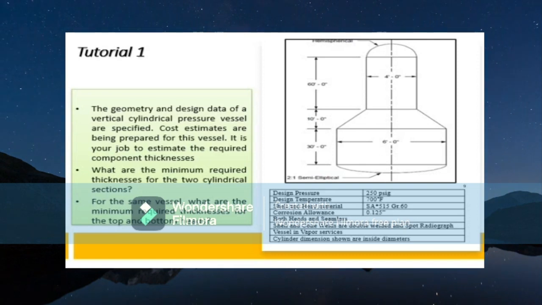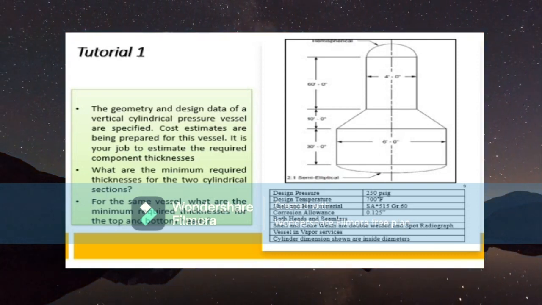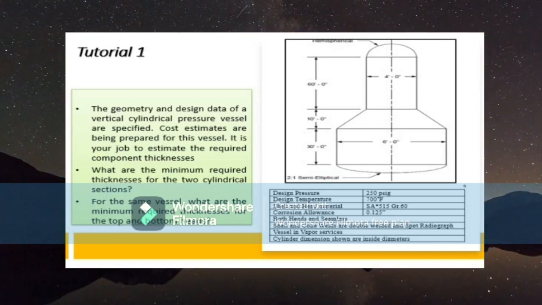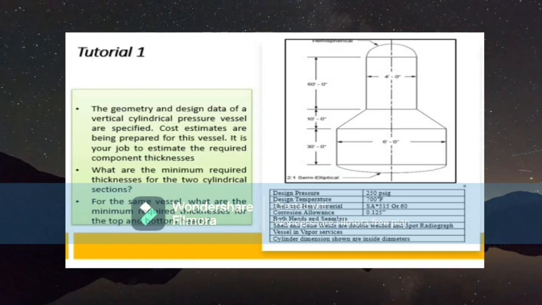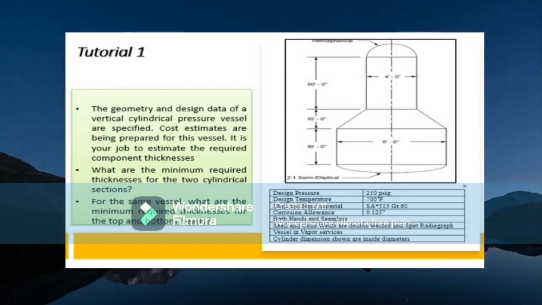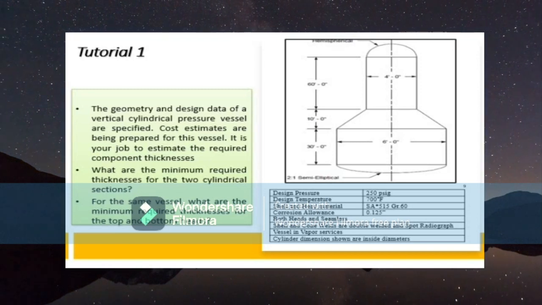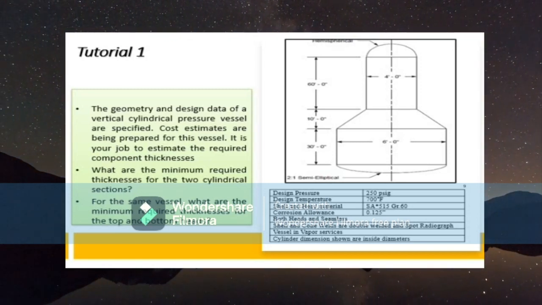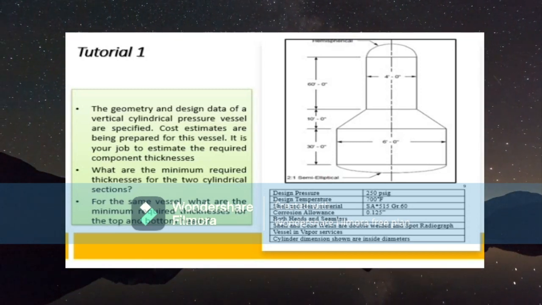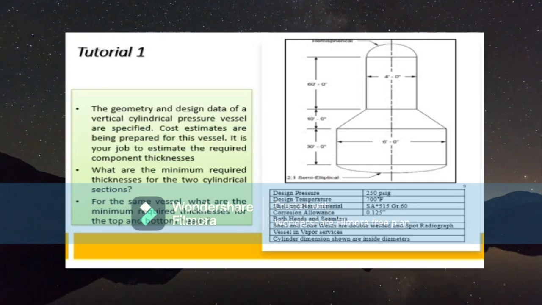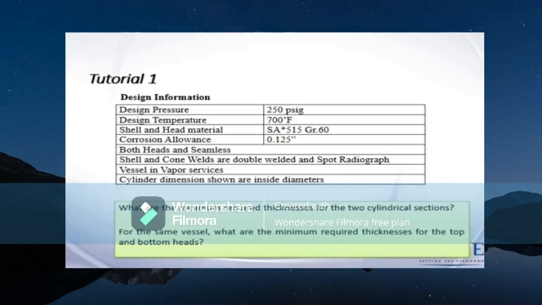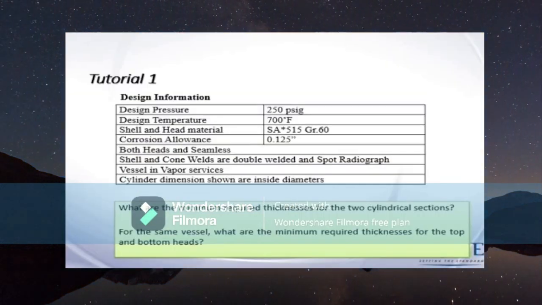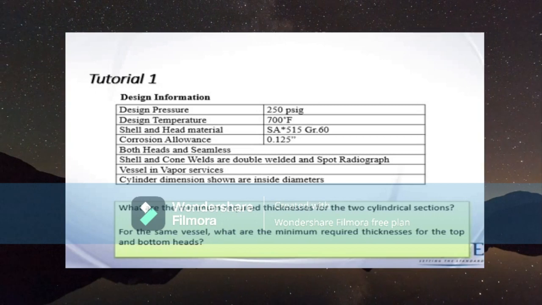Tutorial 1, Assignment A3_5. The geometry and design data of a vertical cylindrical pressure vessel are specified. Cost estimates are being prepared for this vessel. It is your job to estimate the required component thicknesses. What are the minimum required thicknesses for the two cylindrical sections? For the same vessel, what are the minimum required thicknesses for the top and bottom heads?